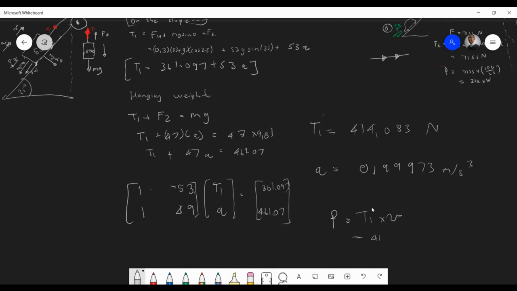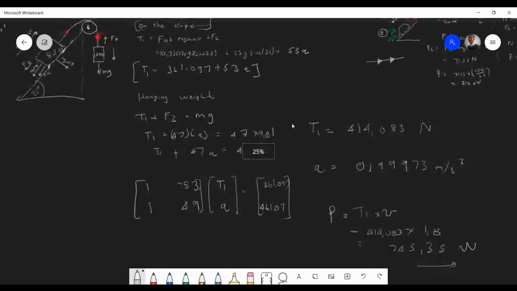T1 is 414.083 times 0.9. It's nearly 1 basically. Oh, what am I doing? It's not times the velocity here, right? And the velocity was 1.8, sorry. So instantaneous velocity there will be 745. That's our final answer for that, yeah.